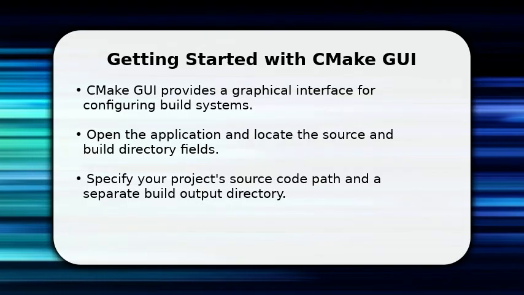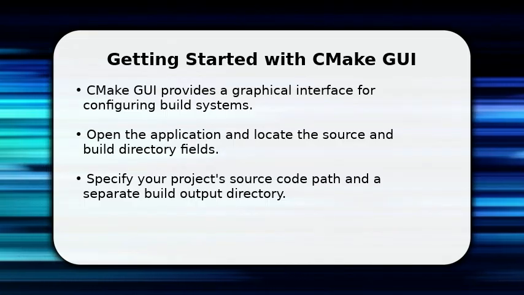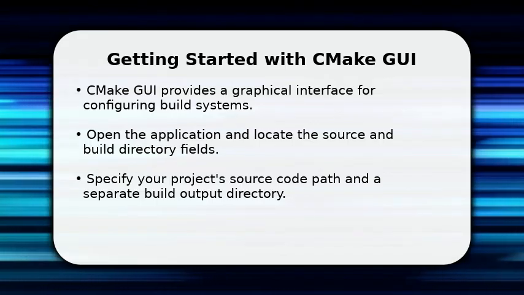Enter the path to your project's root directory in the first field. For the second, create and specify an empty directory where CMake will generate your build files. This separation keeps your source tree clean and organized.